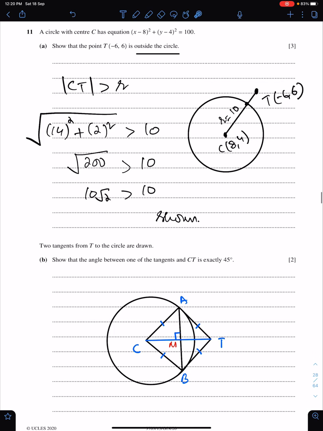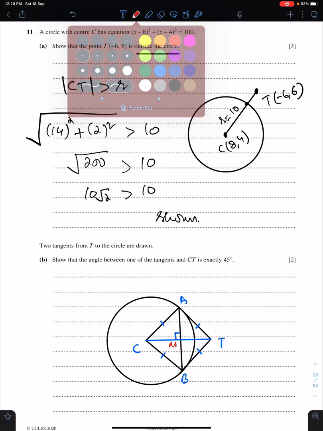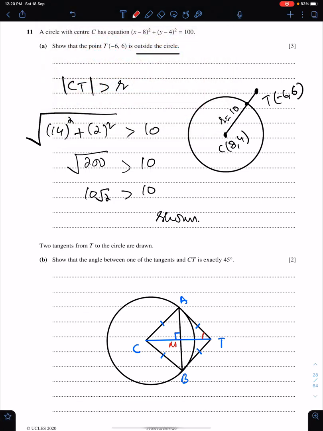Next part. Two tangents from T to the circle are drawn. This is the rough sketch. Two tangents, this tangent and this tangent. Show that the angle between one of the tangents and CT is exactly 45. We have to show this angle. This angle is 45.